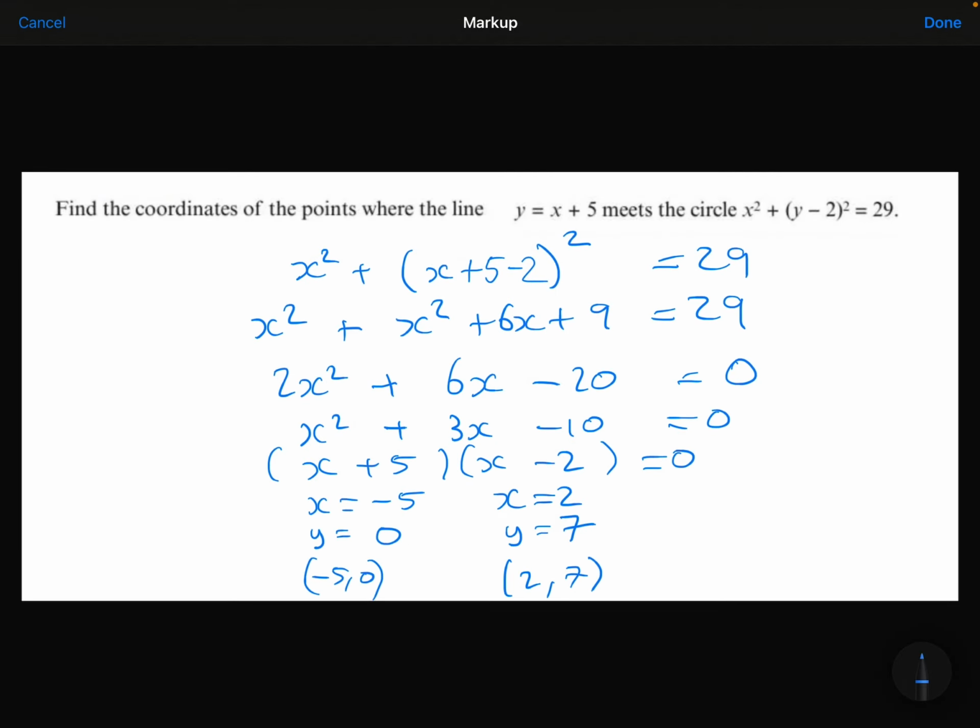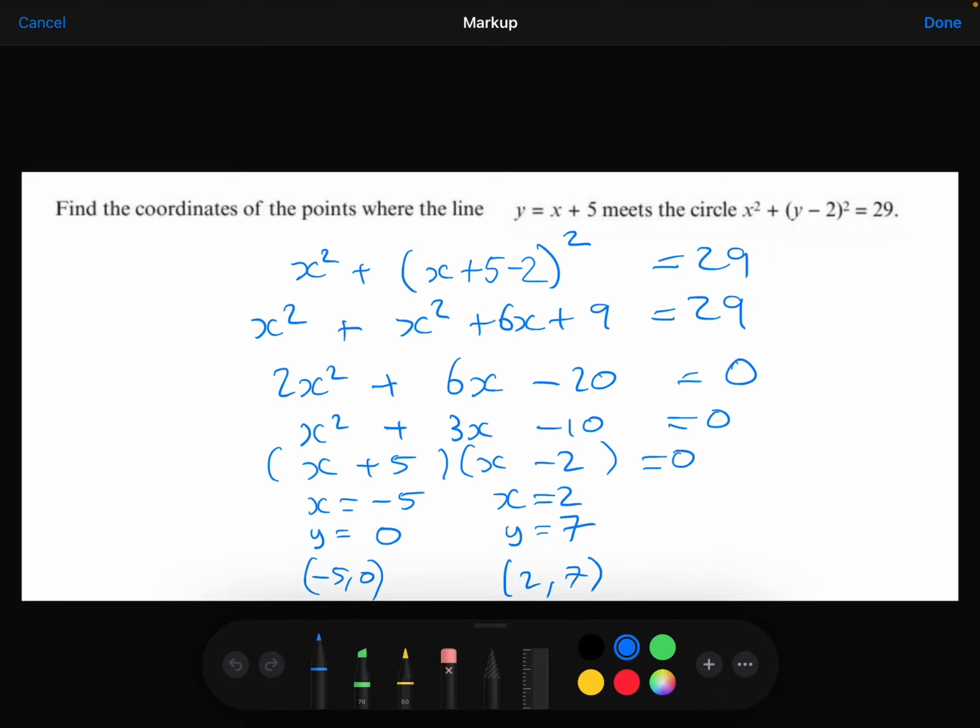Just to make the video a bit shorter, I've already shown all my working out here, but I'll explain it. The question wants us to find the coordinates where the line y equals x plus 5 meets the circle x squared plus (y minus 2) squared equals 29. So we're working out where they meet, so the x and the y coordinates are the same. So I've done simultaneous equations to begin with. I've substituted the x plus 5 in instead of the y here. So here's the x plus 5 where the y was in that equation of the circle.